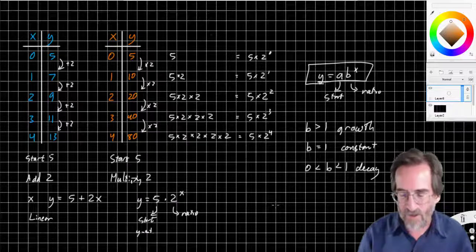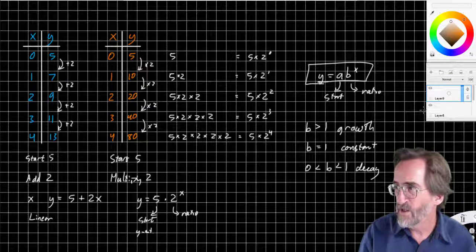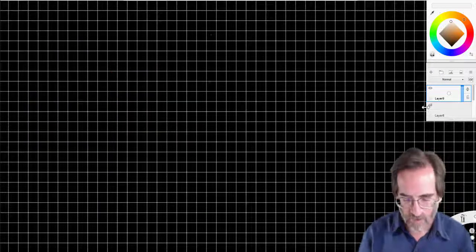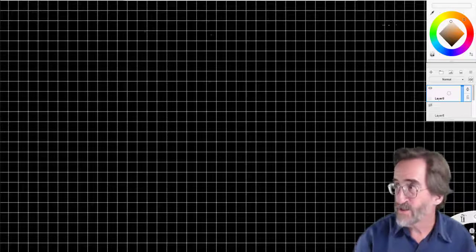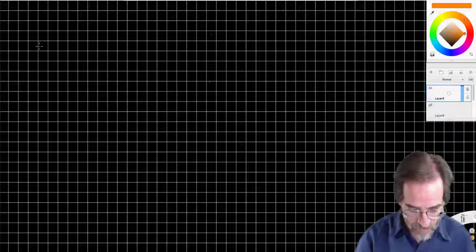Okay, we don't have enough time to go through some examples of that. But there are some things that we need to do. We need to be able to work with rules of exponents. Okay, so you learned the rules of exponents in your algebra class, so we're going to review some of those. Even an exponential function that's not in a, b to the x form can be converted to that. So let's take an example here.